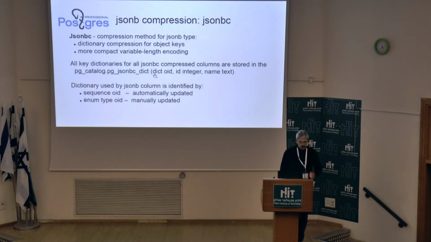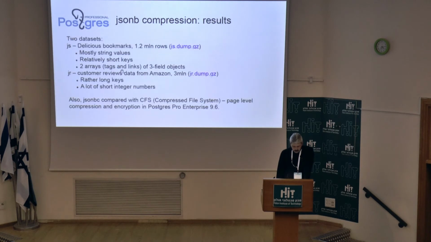Okay, and JSONB-C is just a compression method which was invented by my colleagues for JSONB. It has a kind of dictionary compression plus some variable encoding. This method of compression uses a special table for all the dictionaries. Probably the next step will be separate dictionaries for different JSON fields, but for now, for simplicity, the dictionary is common.